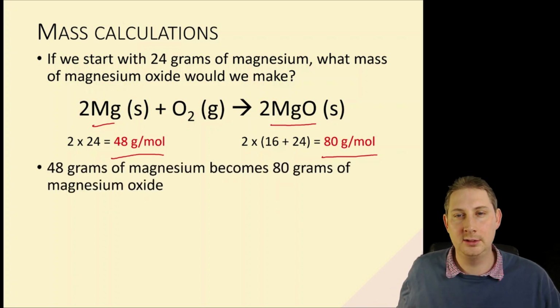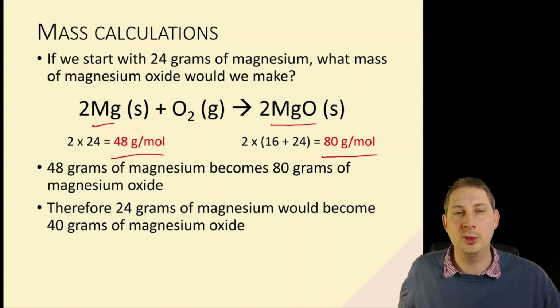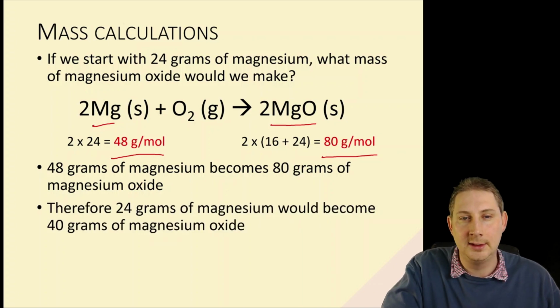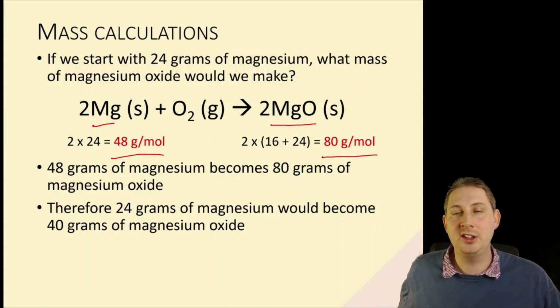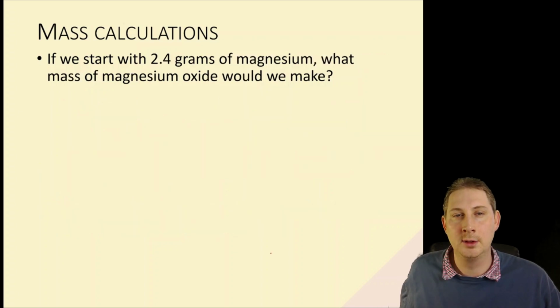Well, hopefully you have realised that if 48 grams of magnesium becomes 80 grams of magnesium oxide, 24 grams of magnesium, which is half that, so 24 is half 48, would become 40 grams of magnesium oxide, which is half of the 80 grams there.